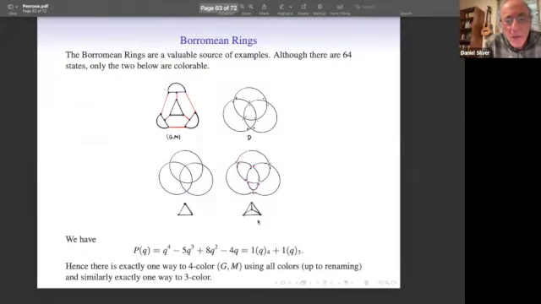So we immediately get the chromatic polynomial for K3 plus the chromatic polynomial of K4. And here it is written out. And so in particular, since the coefficient of the falling factorial Q4 is 1, and the falling factorial of Q3 has coefficient 1, we see there's only one way to 4-color this graph using all colors up to renaming. And similarly, there's only one way to 3-color.